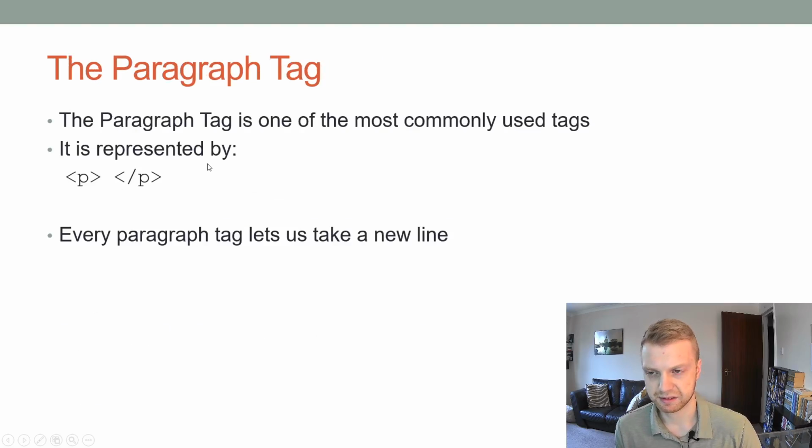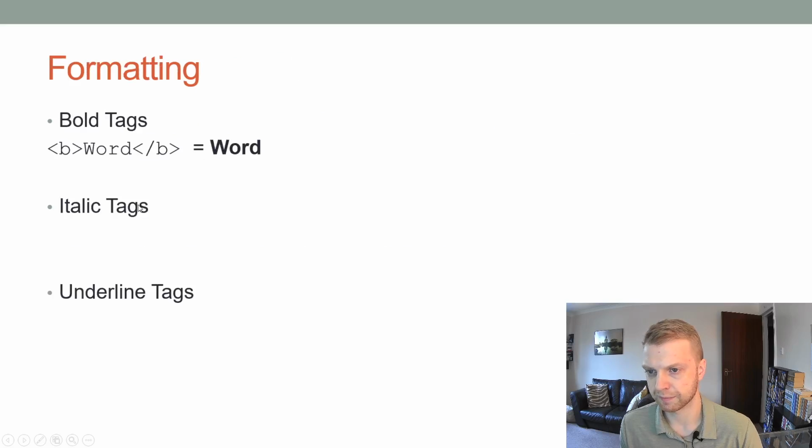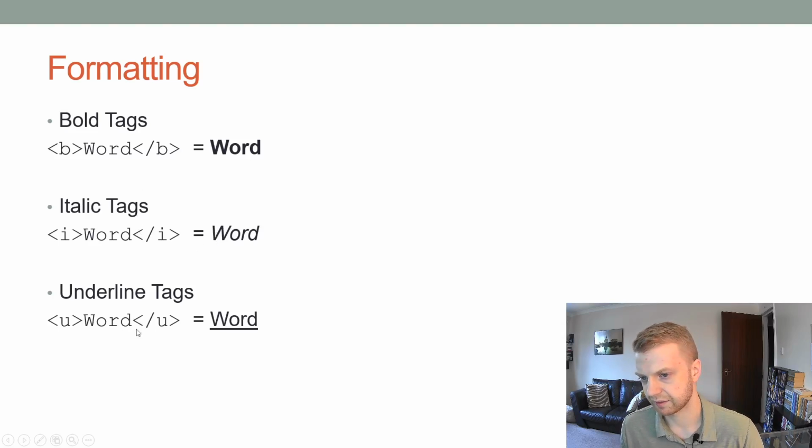You can make paragraphs by using p tags. So every time you need a new paragraph, you have to do this. You can't just press the enter button, it won't work. Formatting tags are quite basic. The letters stand for what you think they would. If you do B, it makes the word bold. If you do I, it makes the word italic, and if you do U, it makes the word underlined.